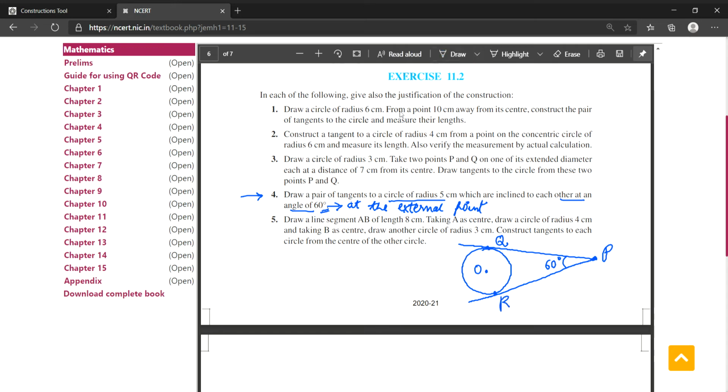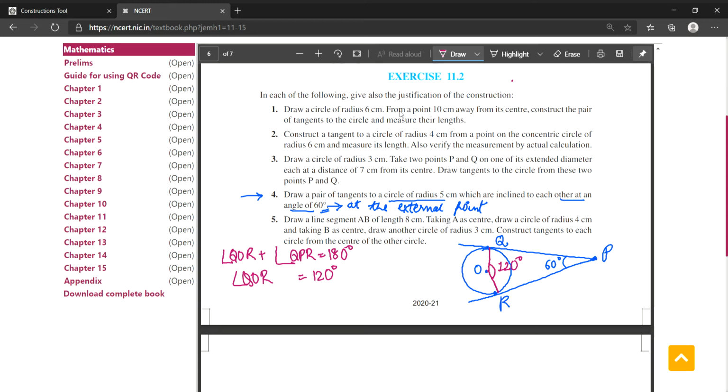What I can observe or what I know about this is that if I draw radii from these points of contact, a radius from point Q and a radius from point R, then the angle formed here at the center, the angle at which the radii are inclined, is the supplement of the angle at which the tangents are inclined. So angle QOR plus angle QPR is 180 degrees. From here we can find out that angle QOR comes out to be 120 degrees. This is the property with which I will complete my construction.